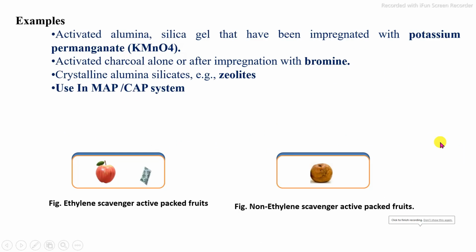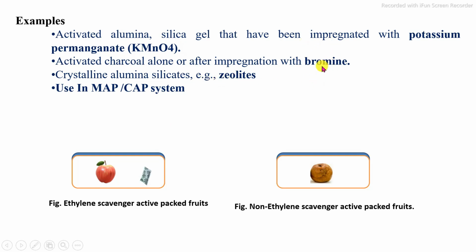The main examples of the active additives of ethylene scavengers: the first one is potassium permanganate along with silica gel or alumina. Then the second one is activated charcoal, maybe incorporated with bromine. Then the third one is crystalline aluminum silicate, that is, zeolites.